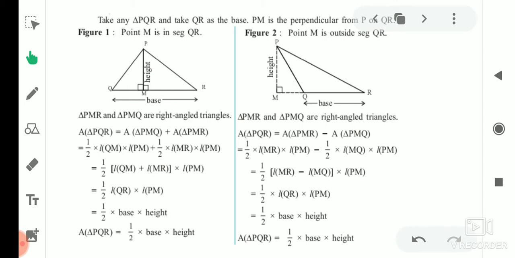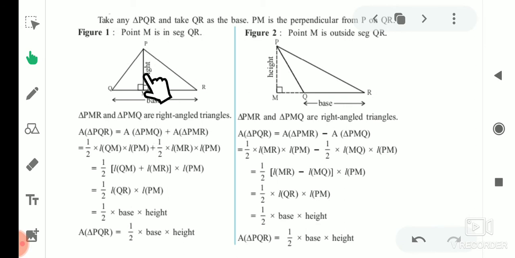let's see some examples. These are the two triangles given to you. This is triangle PQR and this is also a triangle PQR. Then how to calculate the area of this triangle? First of all, see here, this is not a right angle triangle. PQR is not a right angle triangle. Here also PQR is not a right angled triangle, right?